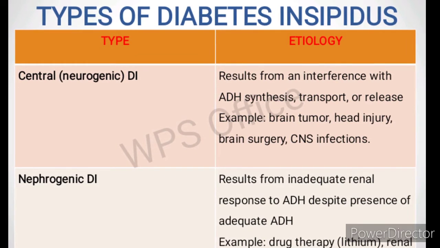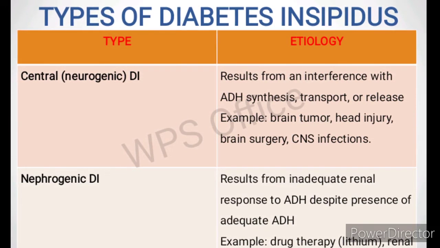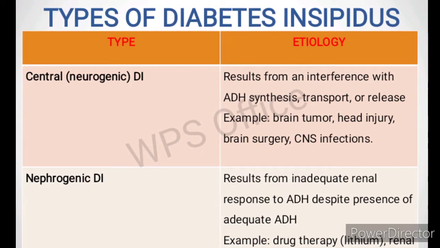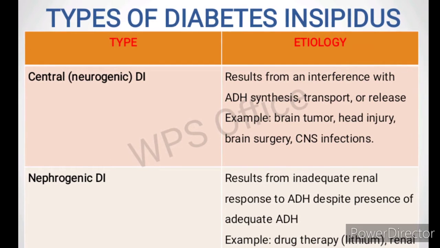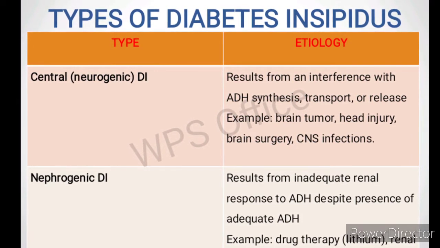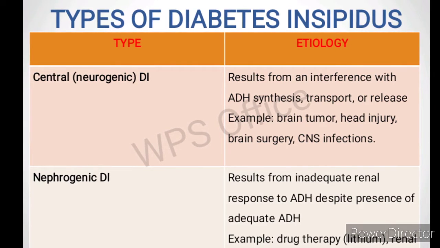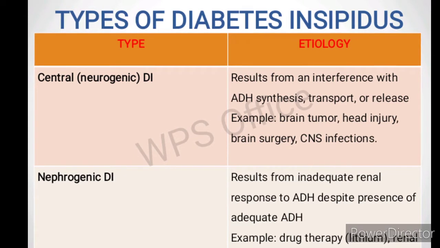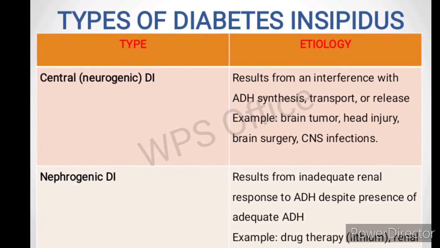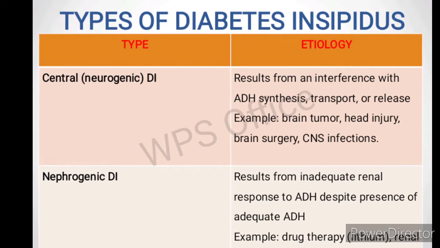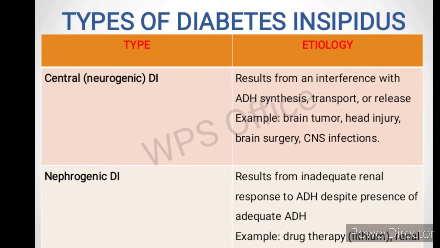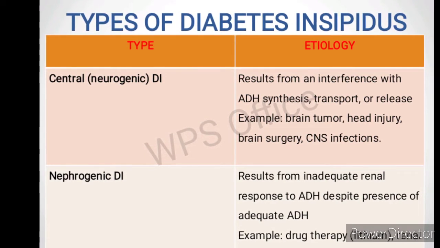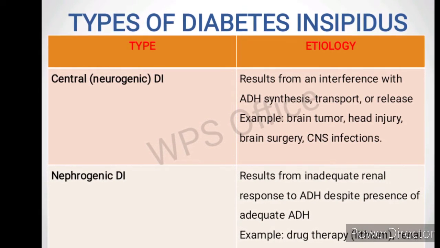Then the types of diabetes insipidus: there are three types, central, nephrogenic, and gestational. Central or neurogenic diabetes insipidus results from interference with the antidiuretic hormone synthesis, transport, or release. For example, when there is a brain tumor or head injury, the pituitary will not be able to synthesize or transport the antidiuretic hormone. Then nephrogenic results from an inadequate renal response to the antidiuretic hormone despite the presence of adequate antidiuretic hormone. Examples are drug therapy, renal damage, hereditary, and renal disease.